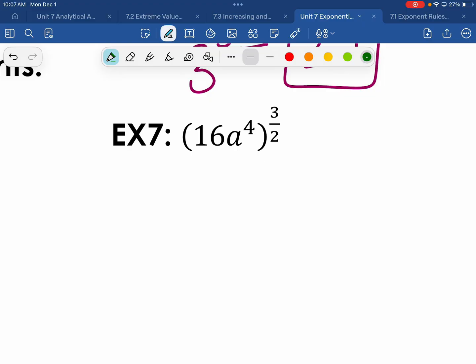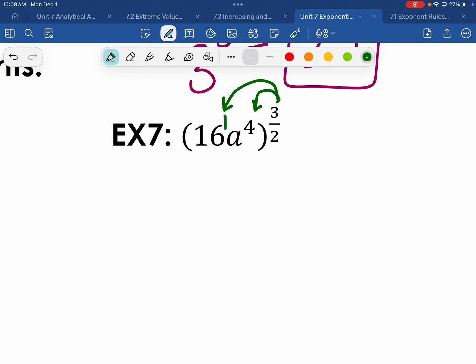All right, on example 7, this is one of the most common mistakes for exponent rules. We are going to get rid of the parentheses, and so we are going to multiply the 3 halves. But the 3 halves has to go to all of the things on the inside, including the 16. Now, what is the exponent on 16? 1. So 3 halves is not multiplying by 16. 16 is a big number. It is not an exponent.